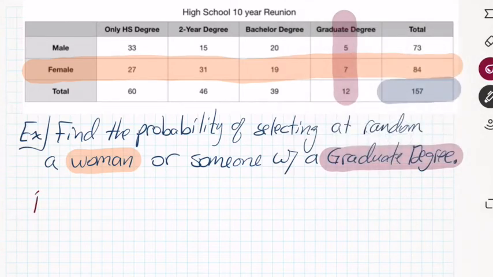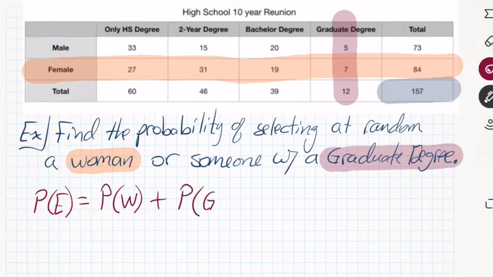So the probability of our event is going to be the probability of selecting a woman or a female, plus, that's what the or turns into, someone with a graduate degree, I'll just make that G, minus the probability of the intersection of the women and the graduate degree. And I like the idea of intersection in this situation because you can actually see that these two lines are intersecting at that 7.